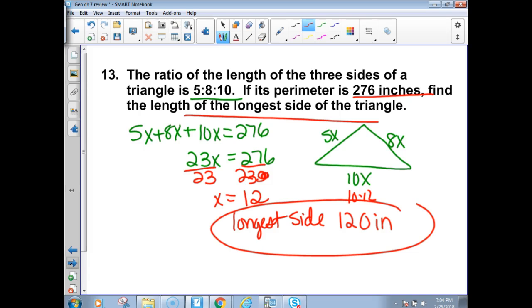The common error on a question like that is to just do x is 12 and then forget to tell the length of the longest side. And if it were multiple choice, 12 would be one of the answers, and the other one would be 120. And then two other distractors.